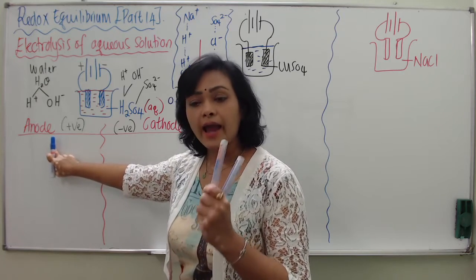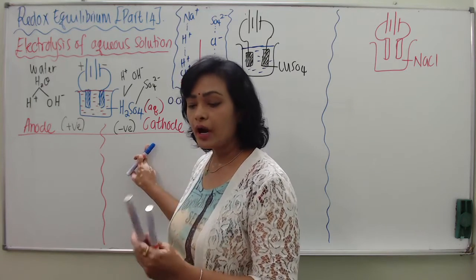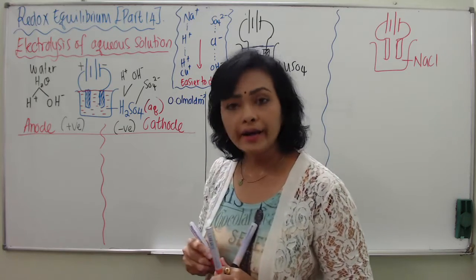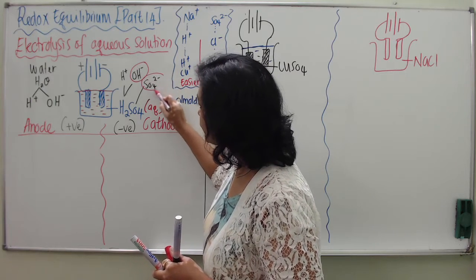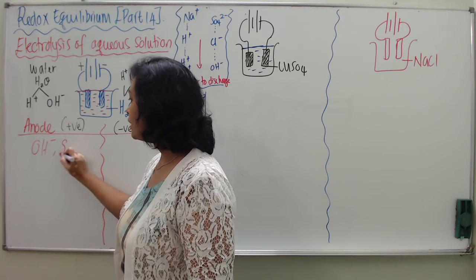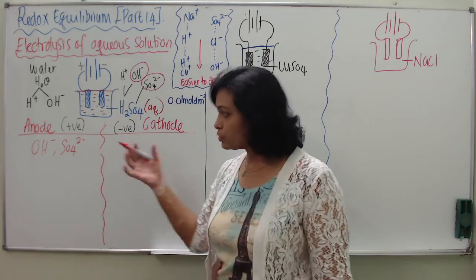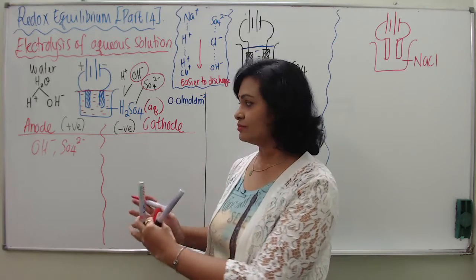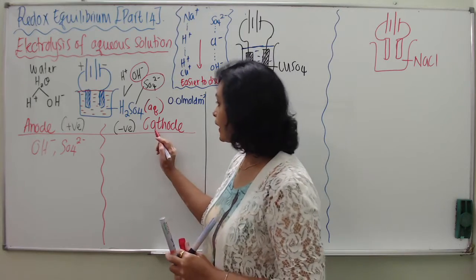Anode attracts anions. Cathode attracts cations. Now, let me circle in red pen who are anions here. Hydroxide ion and sulfate ions are anions here. Without any doubt, both will be making a line, going and attaching themselves at the anode.